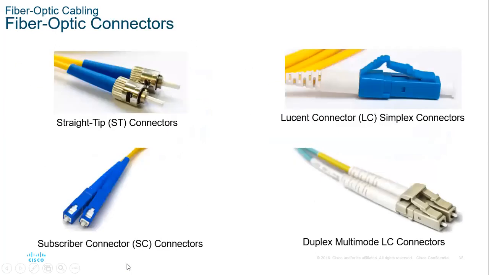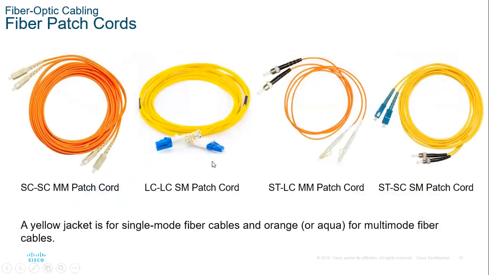Fiber optic connectors: straight tip (ST) connector, Lucent connector (LC) simplex connector, subscriber connector (SC), and duplex multimode LC connectors. So these are the 4 fiber optic connectors. Fiber patch cords: these are the wires: SC-MM patch cord, LC-SM patch cord, ST-LC-MM patch cord, ST-SC-SM patch cord. A yellow jacket is for single-mode fiber cables, and orange or aqua for multi-mode fiber cables.